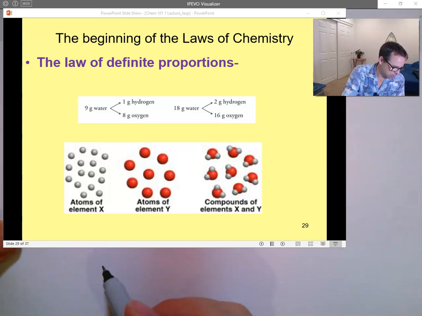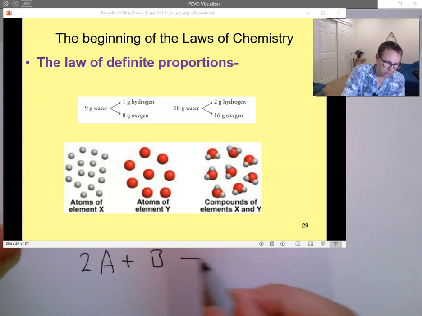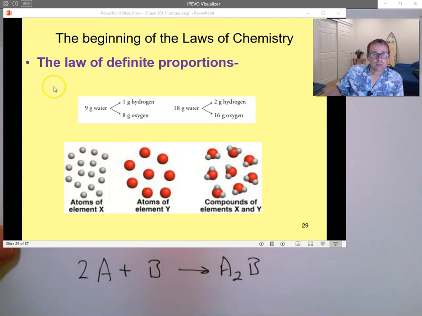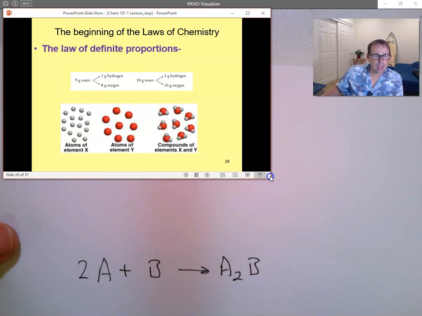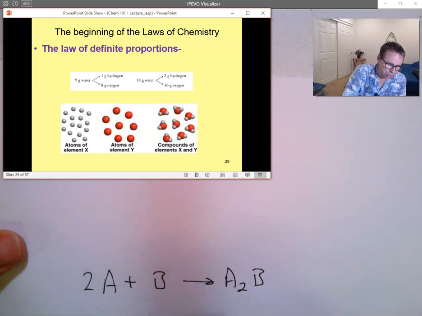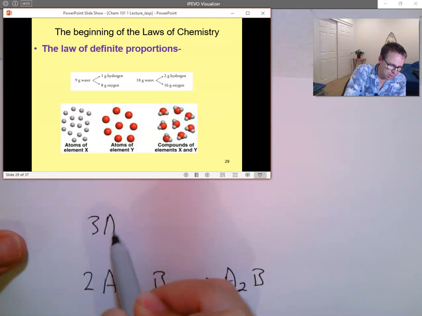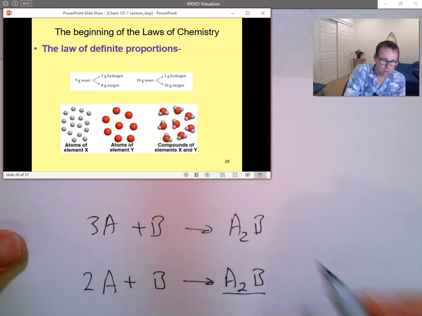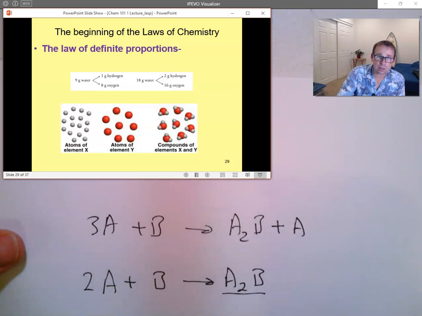Let's do a different example. If I have 2 A's combining with 1 B to form A2B, and if I then, using this same reaction, put in 3 A's with a B, I'm not going to get something else. I'm going to get the same product, A2B. I'm just going to have what left over? An A. That's right. I'm going to have an A left over. And this is the law of definite proportions.